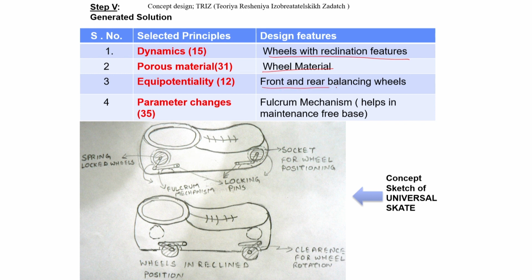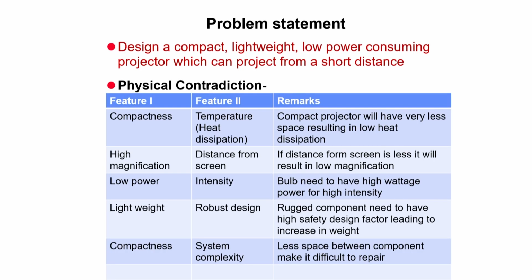Equipotentiality, so front and rear balancing wheels helped them to do that. Parametric changes, so the fulcrum mechanism they used that helps in a maintenance free base. So, that is how the solution they had generated. Now, the third problem is to design a compact, lightweight, low power consuming projector which can project from a short distance.